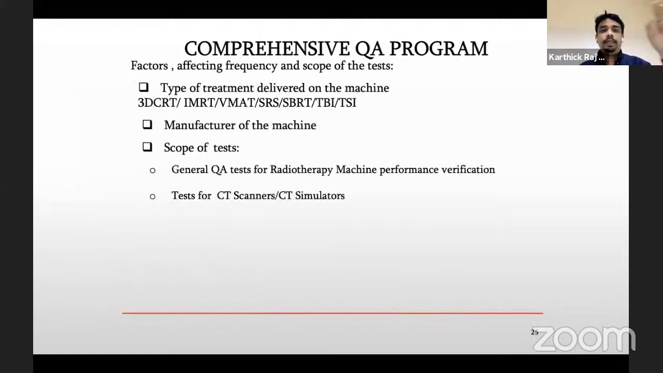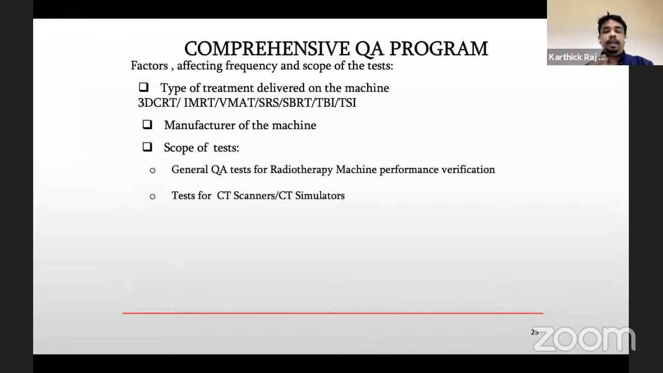Okay, so in a comprehensive QA program, one more important thing is what kind of treatment technique you are going to start with. When you are starting a department, you start with 3D CRT, and gradually you go into the higher techniques. Don't try to jump into high-end techniques like IMRT, VMAT, and SRS in the initial phase. Always start with 3D CRT, get confidence, then gradually move on into IMRT and other techniques.